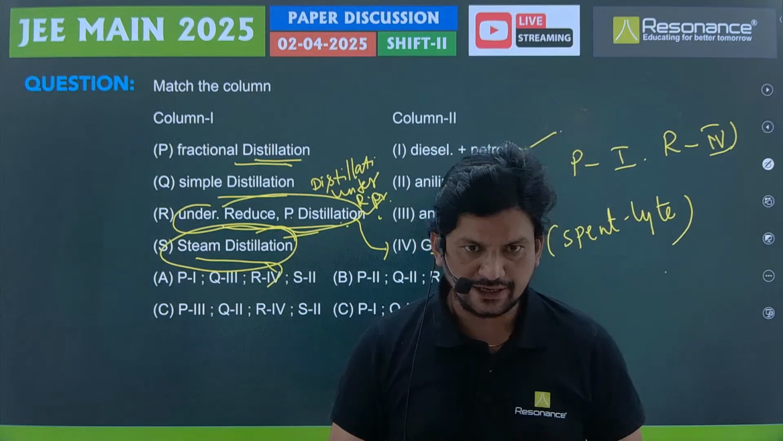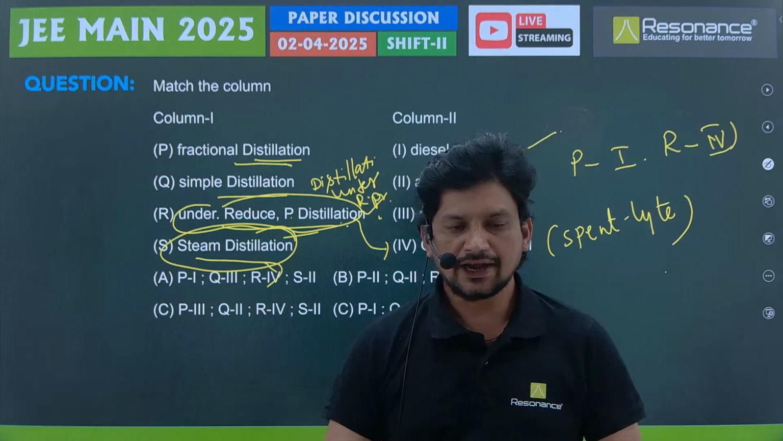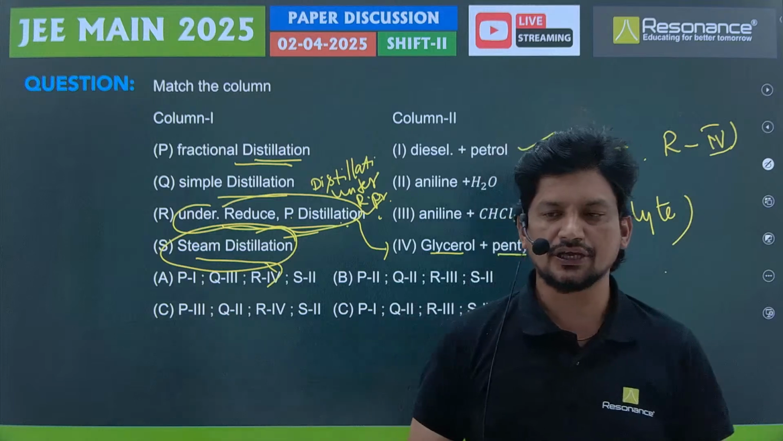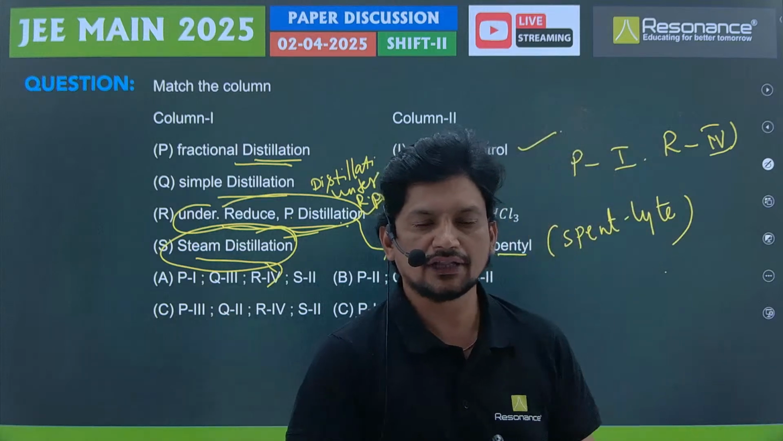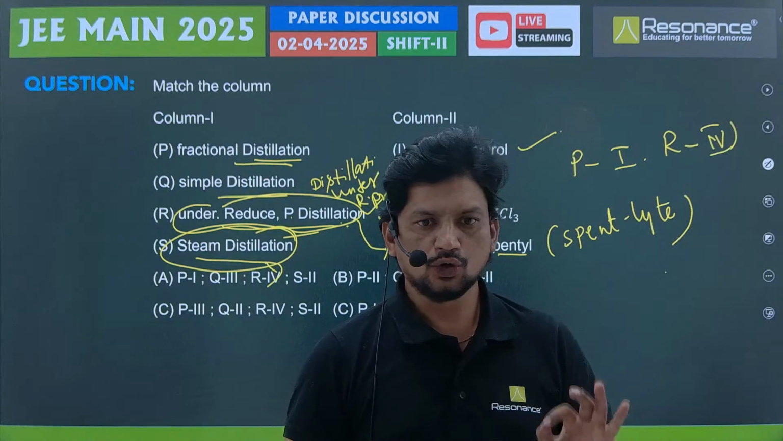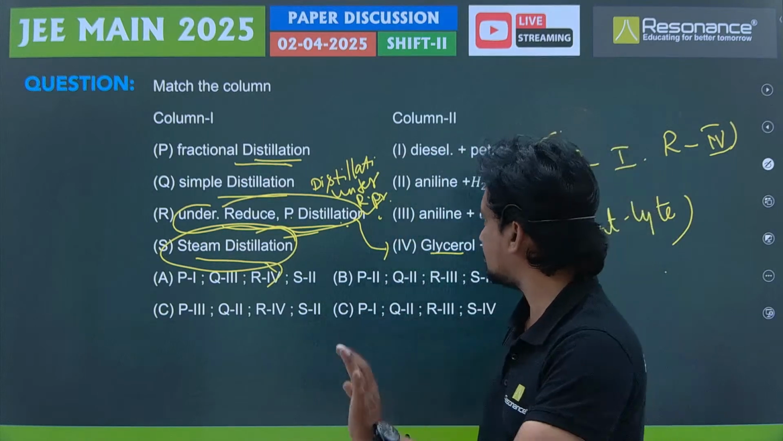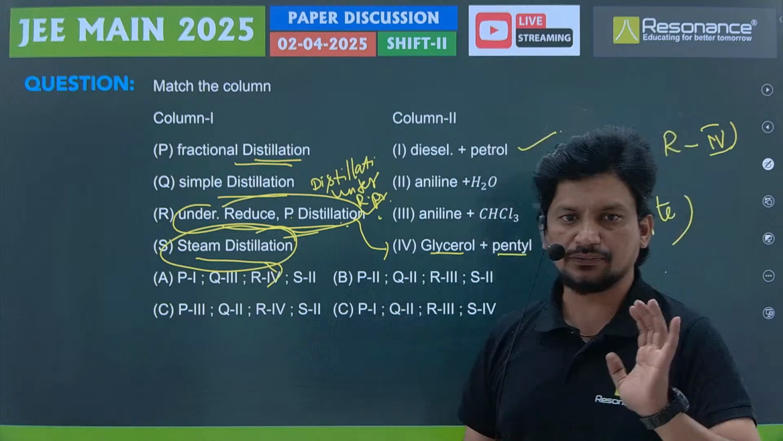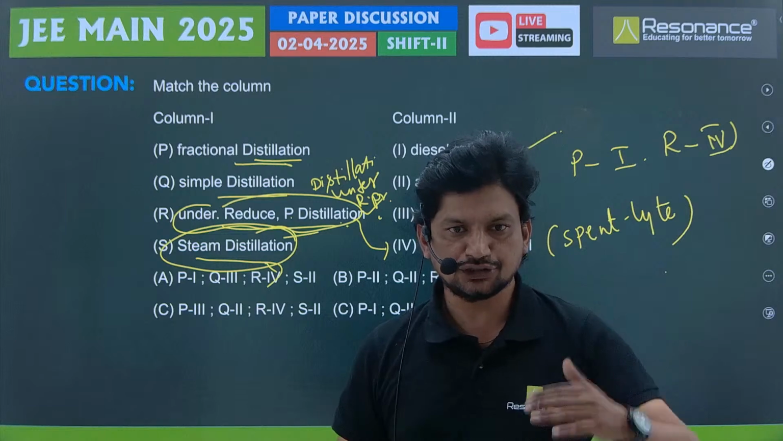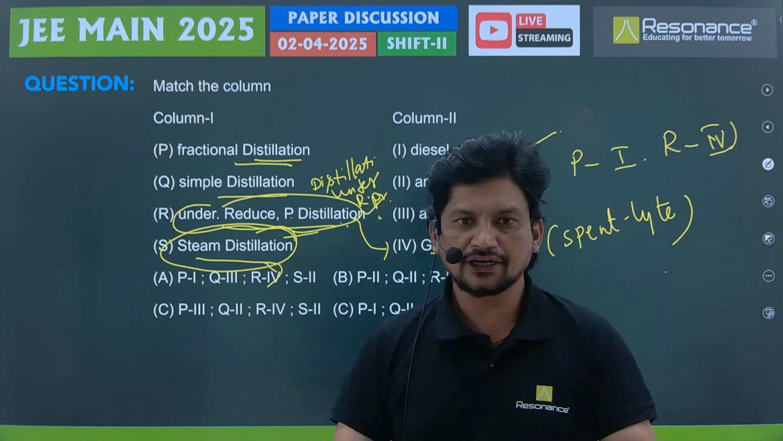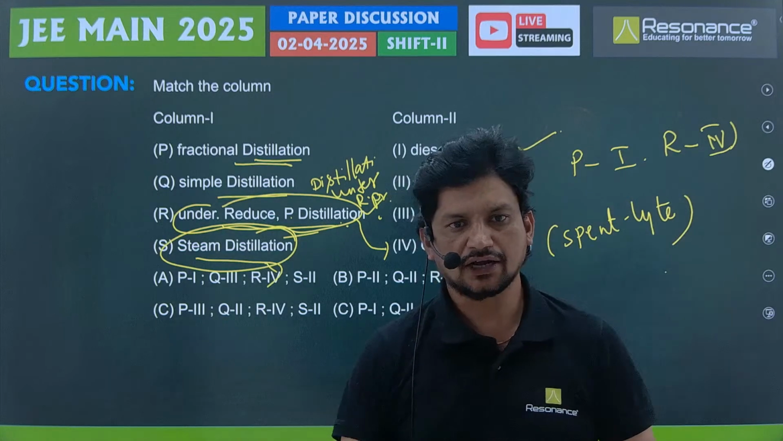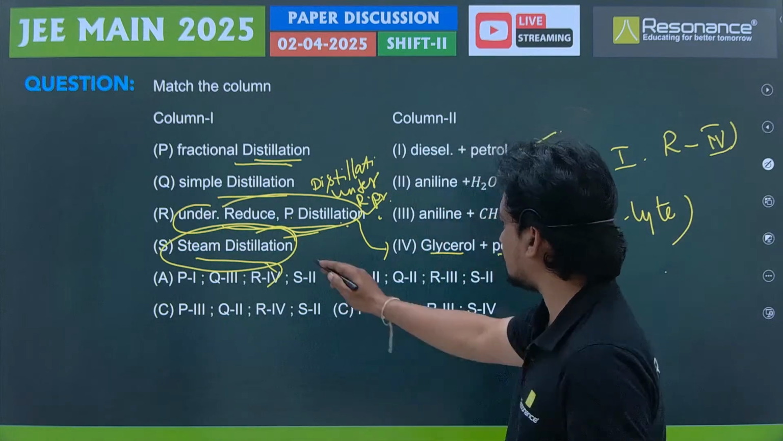When a component is steam volatile and immiscible in water, only then can we use the steam distillation technique to separate the components of the mixture. What is the rule for using steam distillation? That component should be steam volatile. It should travel with steam, but it should not be miscible in water. In that case only, we use steam distillation.